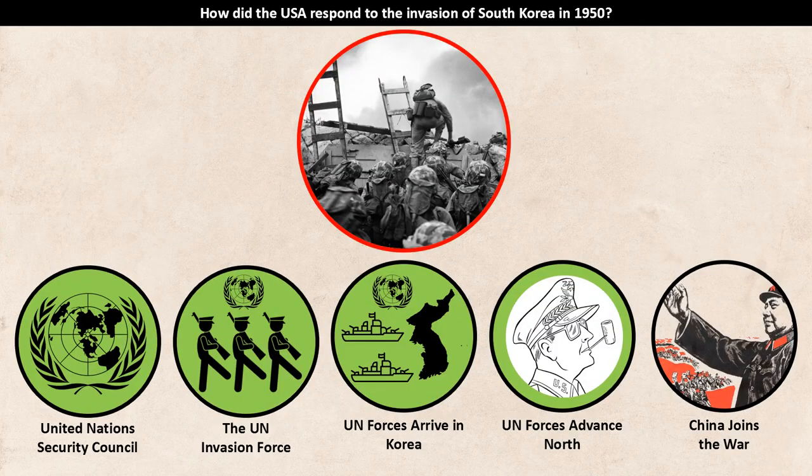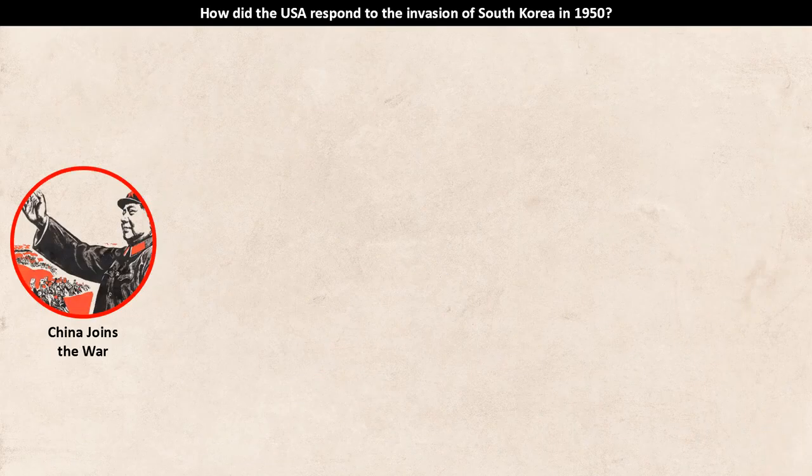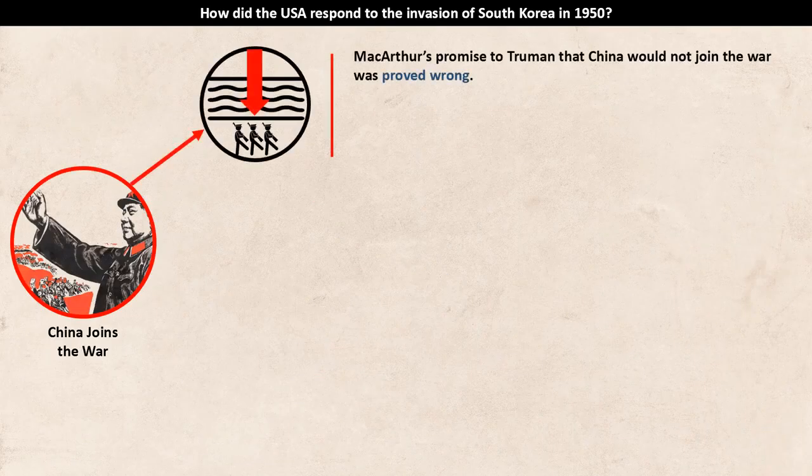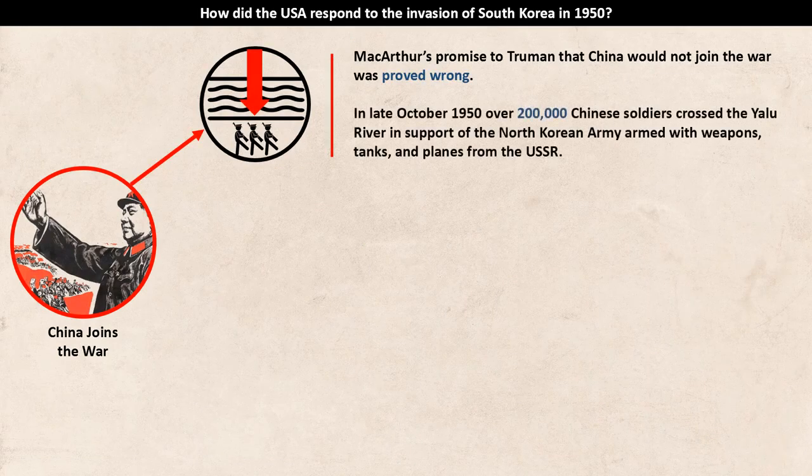At that point, though, it becomes very apparent that China were not bluffing. They were not making empty threats. And so they react and respond with huge force. Let's take a look at that. MacArthur's promise to Truman that China would not join the war was proved to be completely wrong. In late October 1950, over 200,000 Chinese soldiers crossed the Yalu River in support of the North Korean army, and they're armed with weapons, tanks and planes from the USSR, incredibly well equipped and ready for a fight.